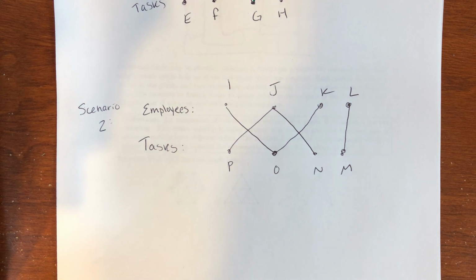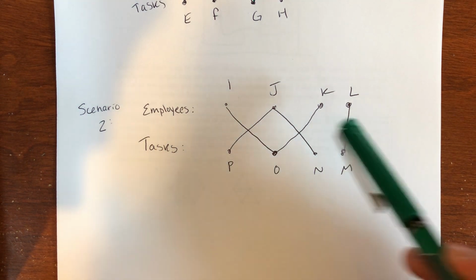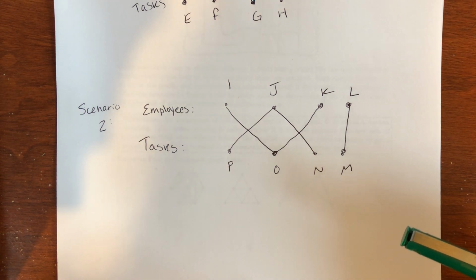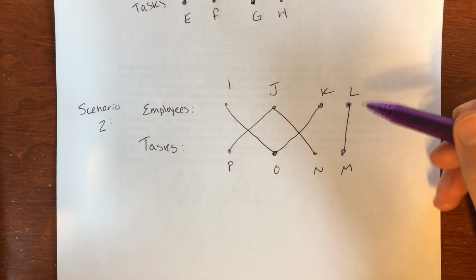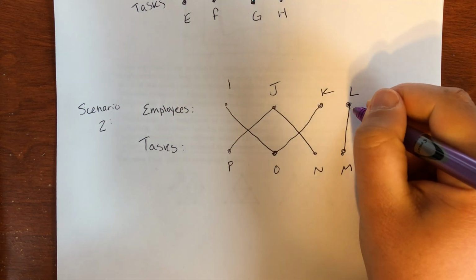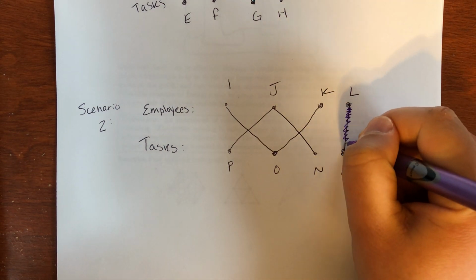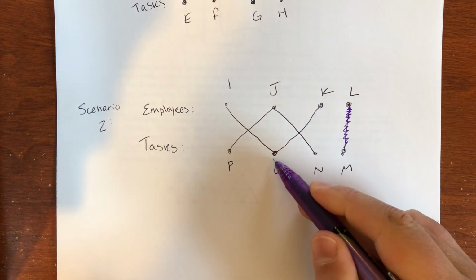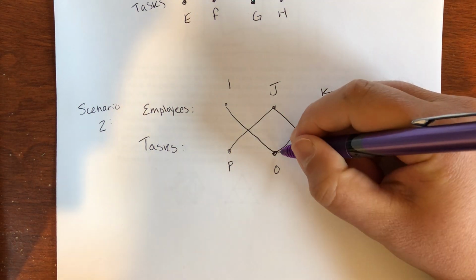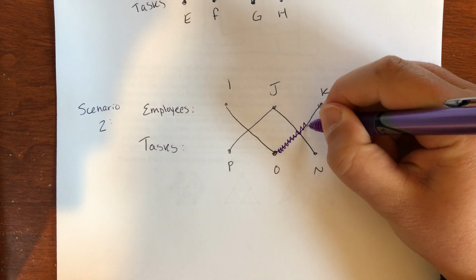Is this possible? Is it possible to get a matching here? Can we assign tasks to employees so that every employee does exactly 1 task? I mean, we could try, right? For example, L can only do task M, which means we would have to assign L to M. And K can only complete task O, so we would have to assign K to O.